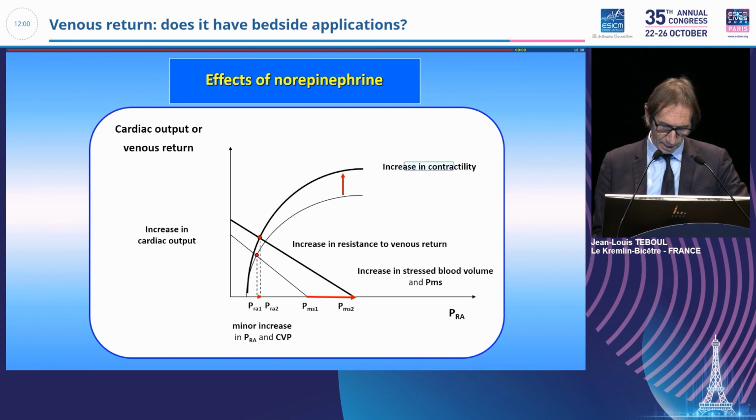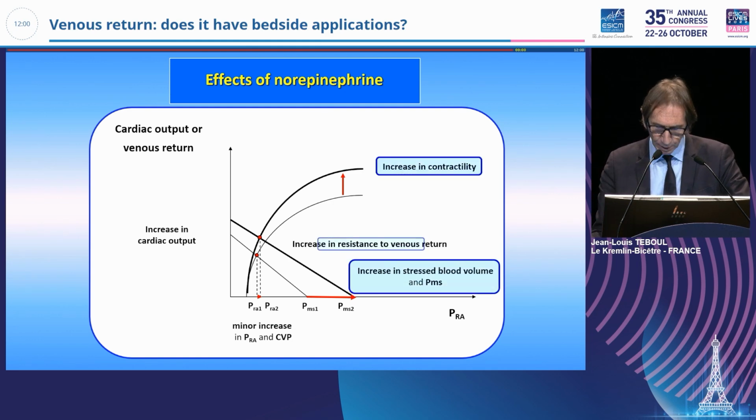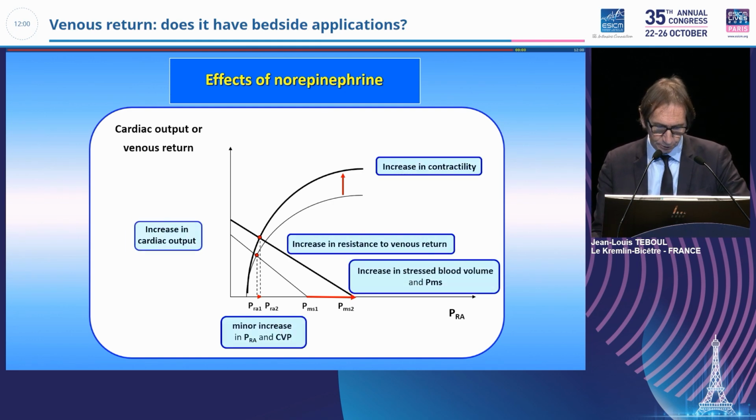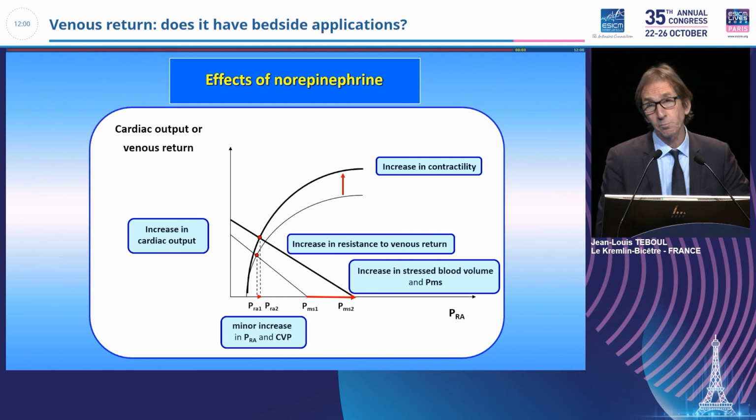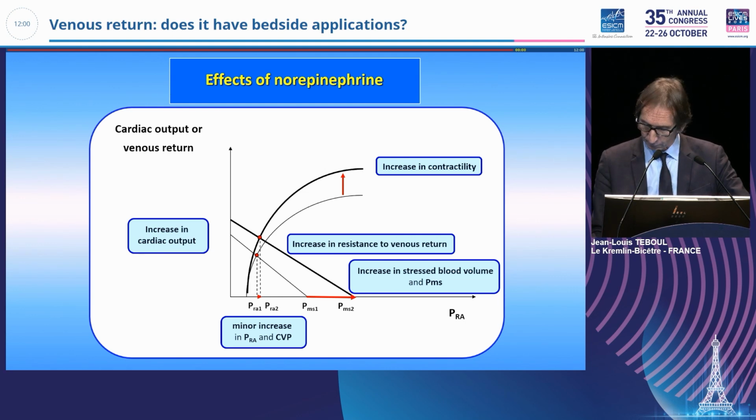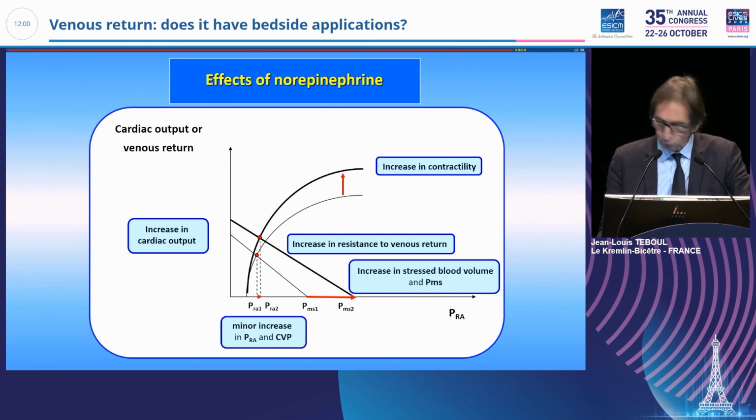So if I summarize, an increase in cardiac contractility, an increase in stressed blood volume and mean systemic pressure, an increase in resistance to venous return, but a final increase in cardiac output and a minor increase in right atrial pressure and CVP.